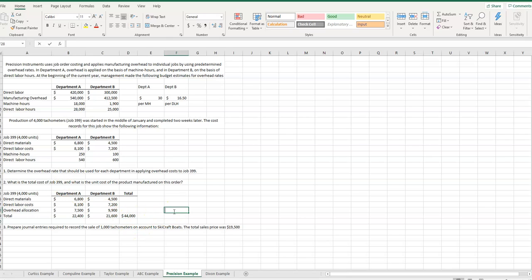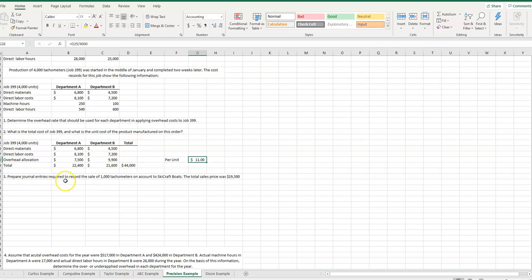Our per unit cost is $44,000, the total cost of the job, divided by 4,000, which is the number of units that we made during this job. Our per unit cost for each tachometer is $11.